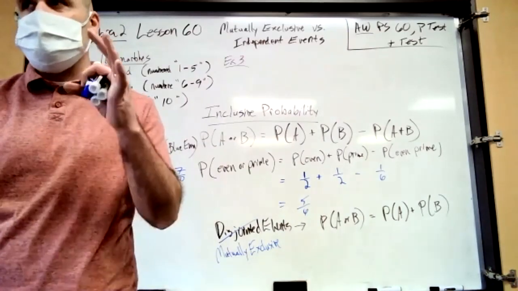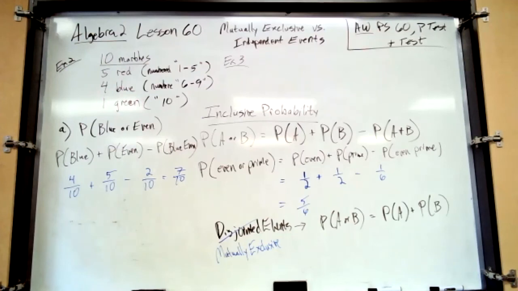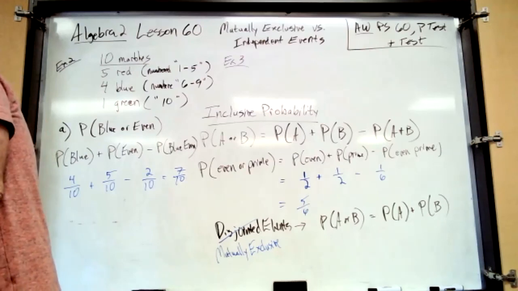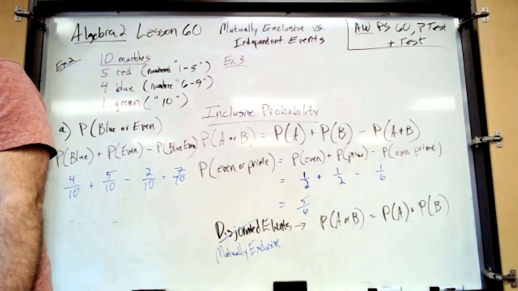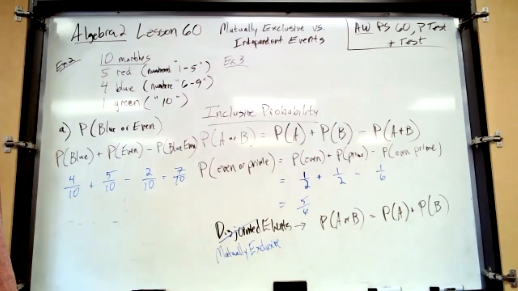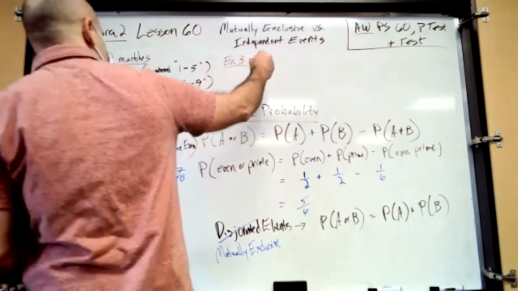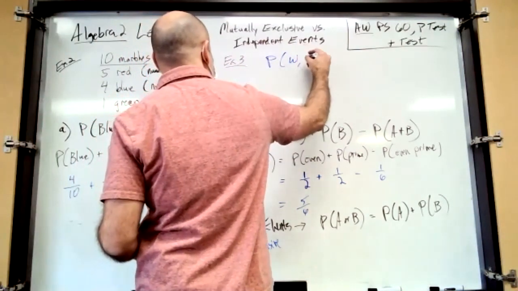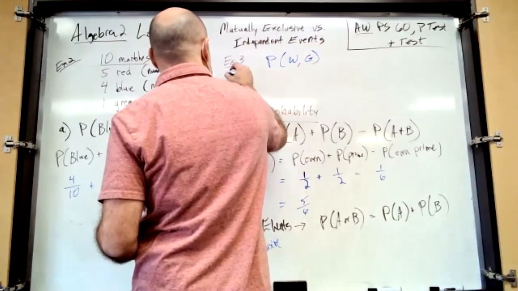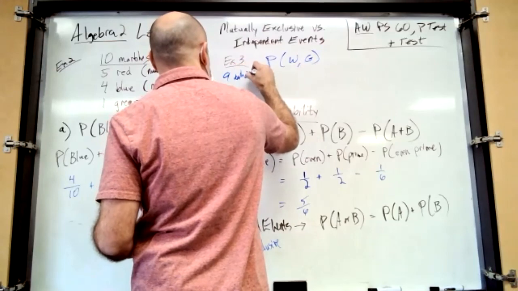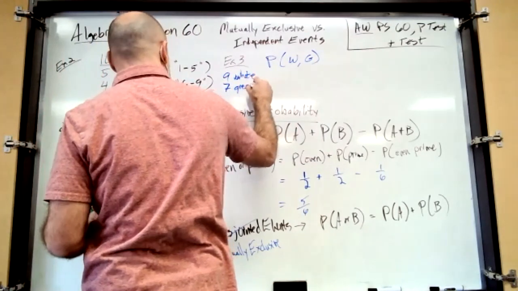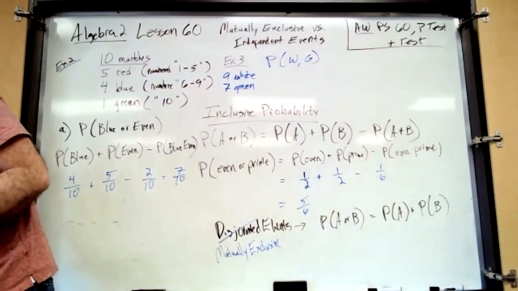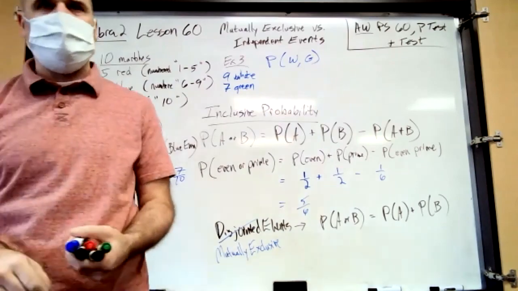Can you see the jar? 9 white marbles, 7 green marbles. A white marble is selected and replaced. Then a green marble is selected. What's the probability of that happening? So remember there's 9 white, and how many are green? 7 green. So what's the probability of a white marble being selected, then replaced, and then a green marble being selected?